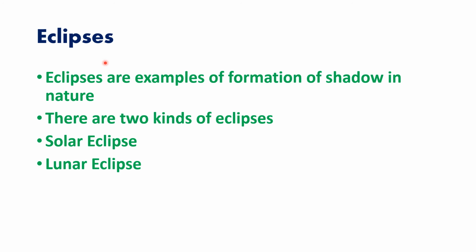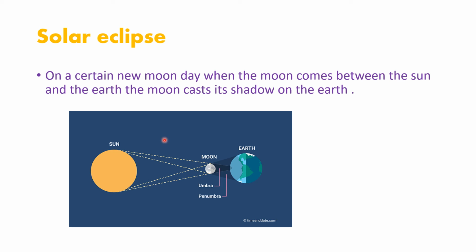Now eclipses. Eclipses are examples of formation of shadows in nature. Shadows are formed in nature because of the sun, moon and earth. There are two kinds of eclipses. One is solar eclipse and another is lunar eclipse. This is very simple. You just have to see the diagrams. On a new moon day, when the moon comes between the sun and the earth, see here the moon is coming in between the sun and the earth. Sun is also very big, and earth is also big as compared to the moon. So what happens? Because the moon is coming in between, the moon will cast its shadow on the earth.